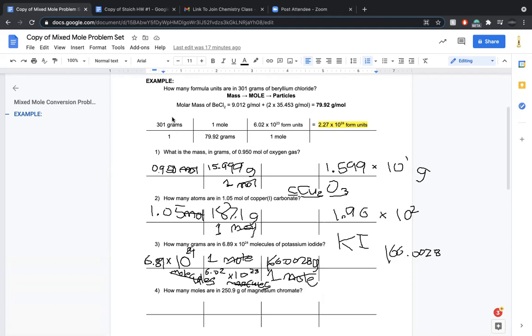Wait, what did you get for grams? That's what we're trying to figure out. I was just wondering what you got. I haven't done that yet. 6.89 divided by 6.02, and then multiply that by the molar mass. So 166.0028.